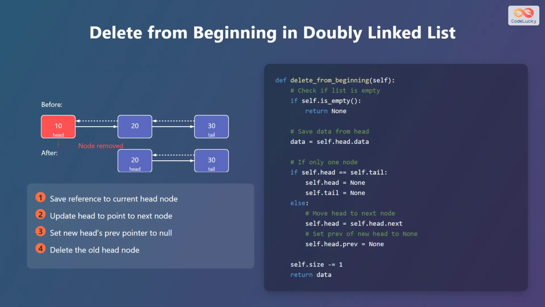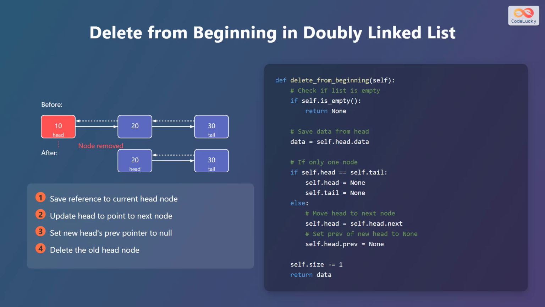Let's look at how to delete a node from the beginning of a doubly linked list. This is the visualization of the process, showing the list before and after deletion. Here are the steps for deleting from the beginning. Save a reference to the current head node. Update the head to point to the next node. Set the new head's previous pointer to null. Finally, delete the old head node.